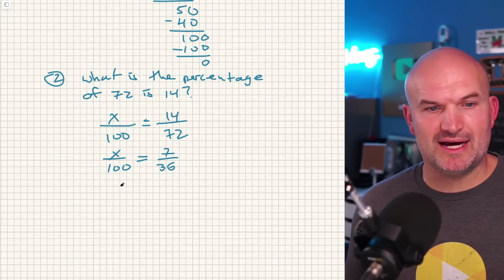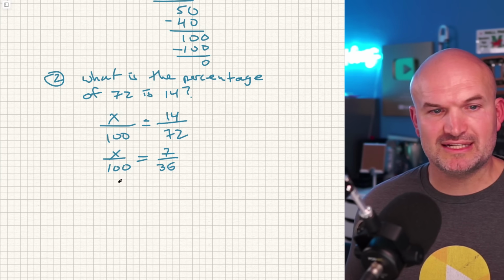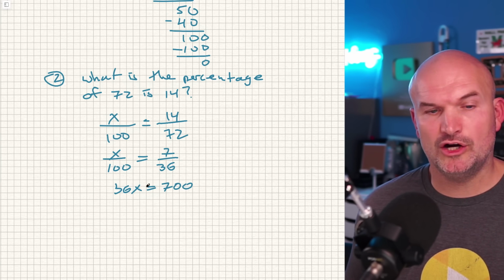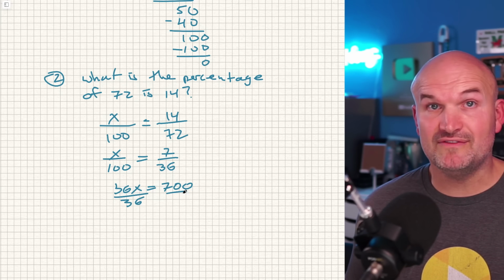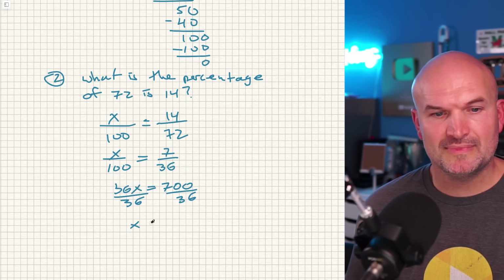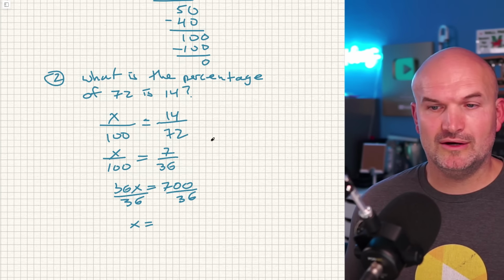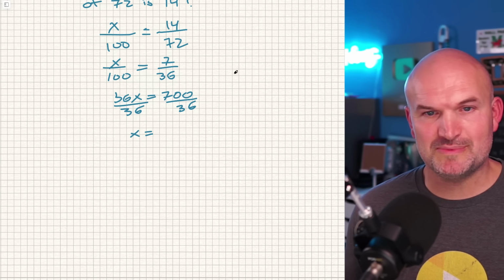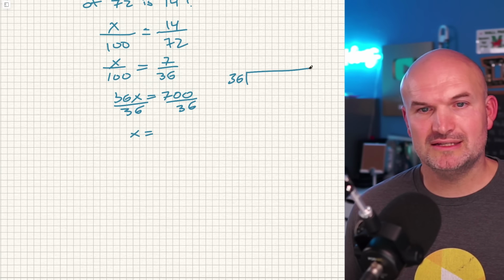Now we can go ahead and multiply the cross product. So 36 times x is going to be 36x, and 7 times 100 is going to equal 700. Now, just divide by 36 on both sides, and x equals, again, we have some long division, ladies and gentlemen. So let's go ahead and work through it. I'll use a little space over here. So I have 36 divided into 700.